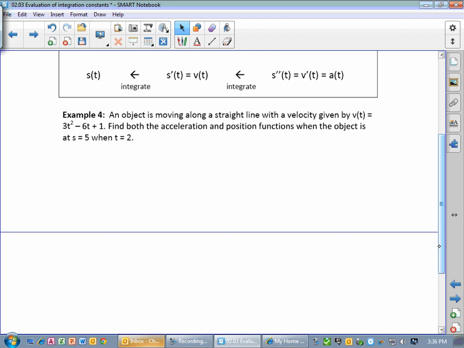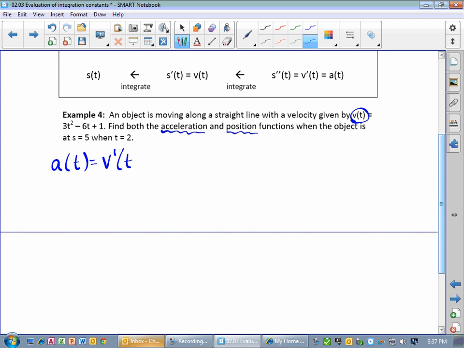All right. An object is moving along a straight line with velocity given by v of t equals 3t squared minus 6t plus 1. Find both acceleration and position when the object is at s equals 5 when t equals 2. So we're finding two things. How do we go from velocity to acceleration? Looking back at the table, acceleration is the derivative of velocity, the rate of change of velocity. So what's the derivative of 3t squared minus 6t plus 1? It's 6t minus 6. So there's our acceleration function.